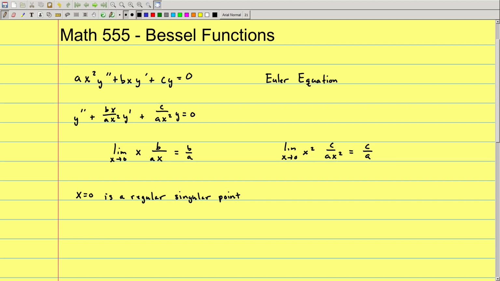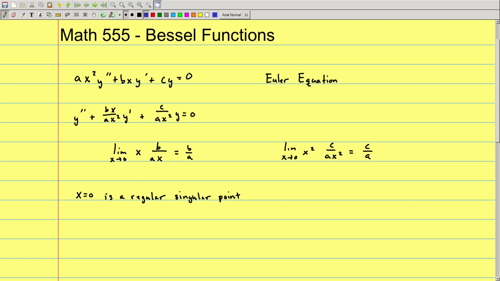Now, this is important to us because it turns out that when we want to look at other, more sophisticated differential equations, the Euler equation is going to form kind of a starting point for us to construct the rest of the solution in those more complicated cases. So we're going to use this as a jumping off point. Okay?